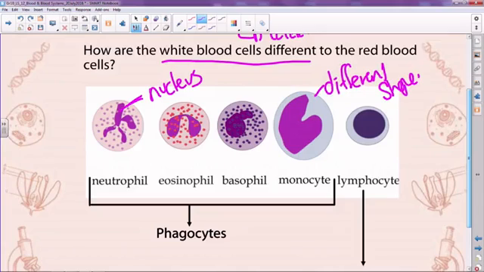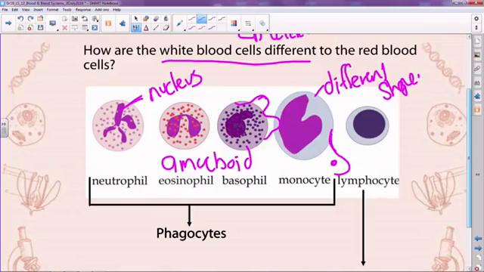Okay, so when we look at it, we automatically see they are different to the red blood cells. They have a nucleus, they are bigger. Now, one of the words we use to describe them is amoeboid. What amoeboid means is that it can change its shape. This can go like that. Now, if we see a little bit of bacteria over here, the cytoplasm can stream and it can go there and it can engulf the bacteria.